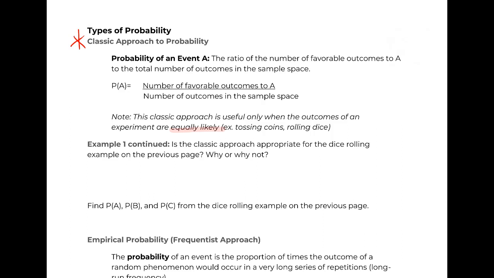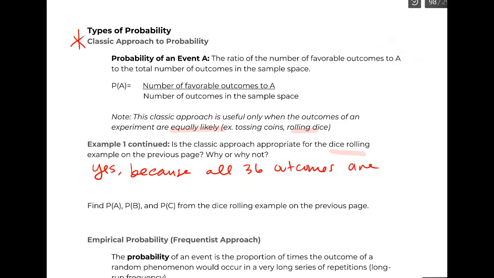So example 1. Is the classic approach of probability appropriate for the dice rolling? Well, that makes it pretty easy. And this is because all of the outcomes that we saw in our sample space are equally likely.